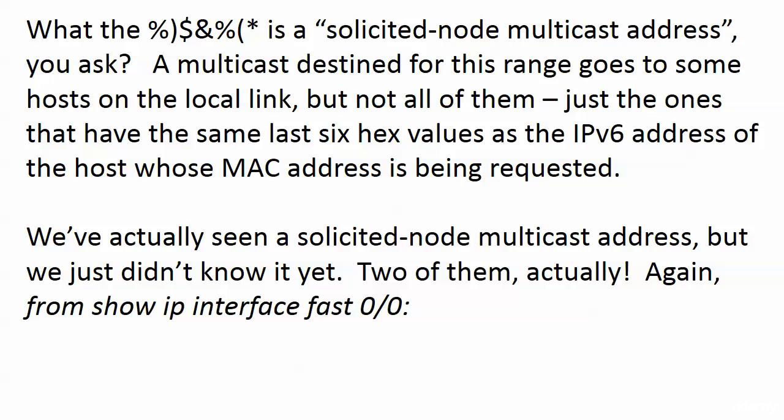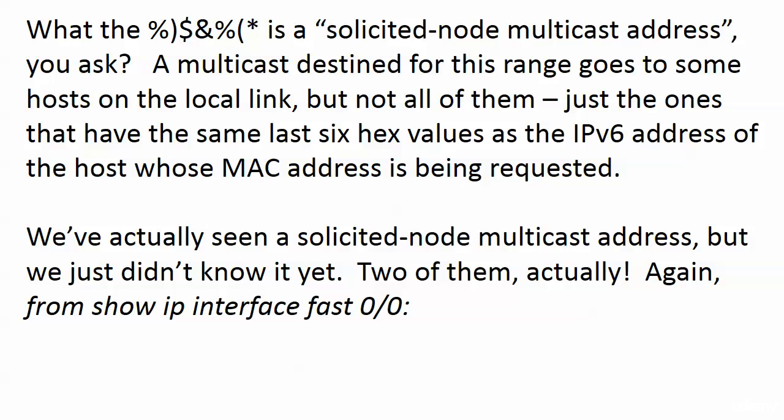So you just have to go on faith right now that this makes sense, because it's going to seem a little odd. A multicast destined for the solicited node multicast address is actually kind of a built-in range, because it's going to go to some hosts on the local link, but not all of them, just the ones that have the same last 6 hex values as the IP version 6 address of the host whose MAC address is being requested. And when you look at that, you think, well, what are the odds that multiple hosts on the same link are going to have the same last 6 hex values as the version 6 address of the host whose MAC address was just requested? Well, the more hosts you have, the bigger the chance. I admit to you, with just a couple of hosts, the chances are pretty low.